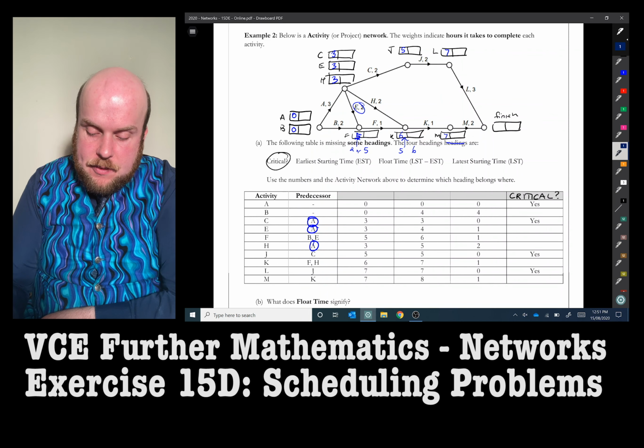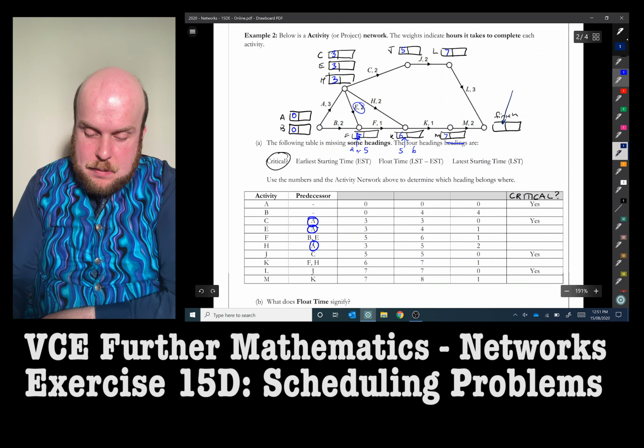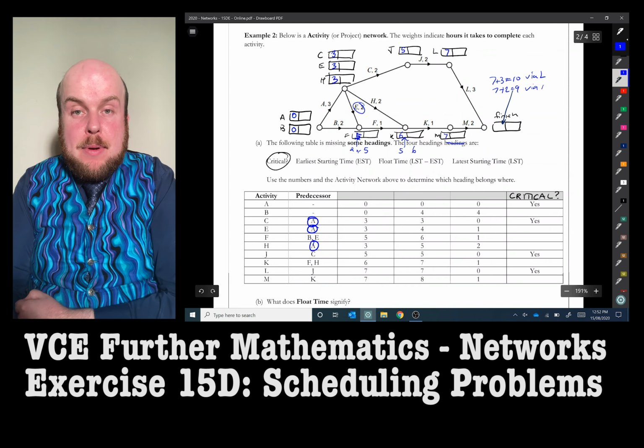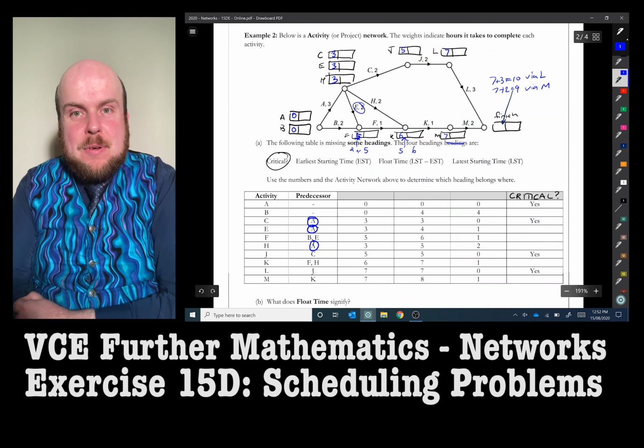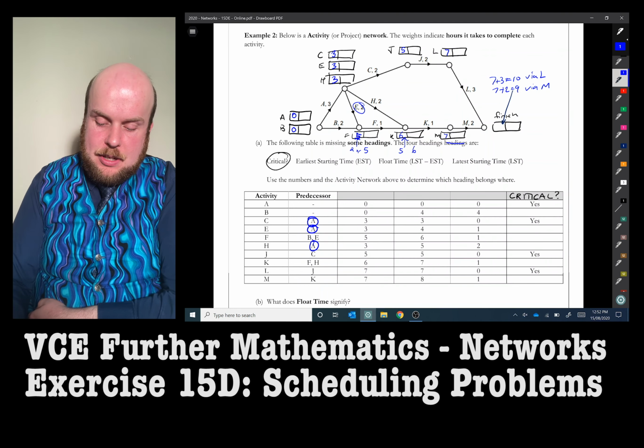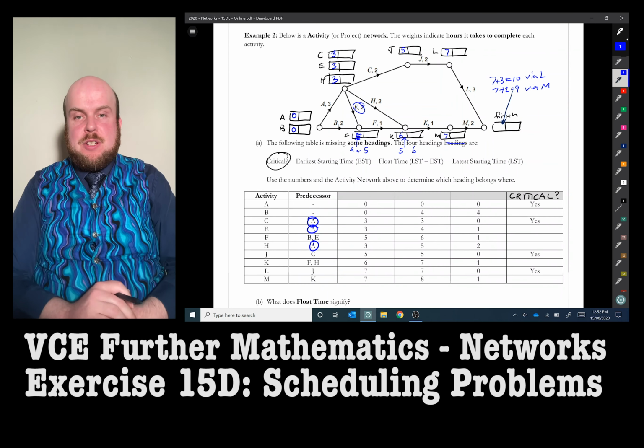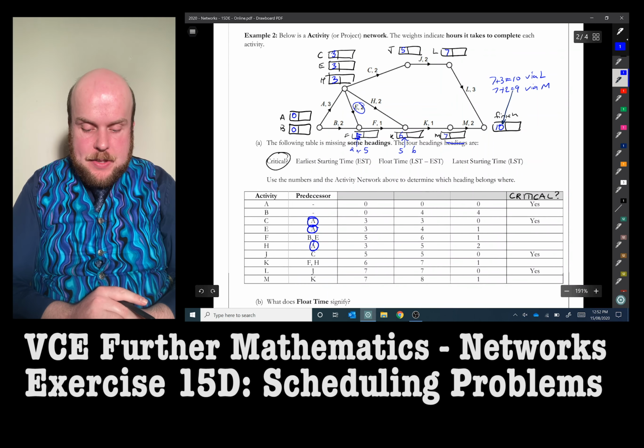Then we get to this final junction, and it's either going to be 7 plus 3, which is equal to 10 via L, or 7 plus 2, which is equal to 9 via M. And remember, it's only as slow as the slowest predecessor. So the earliest finish time for this is going to be 10.